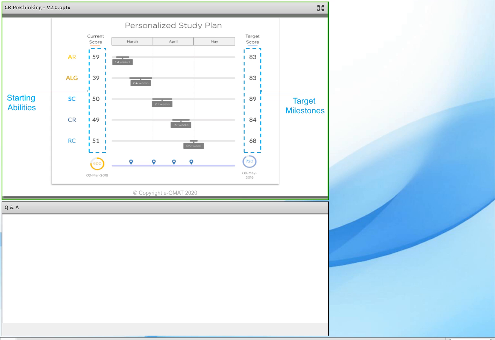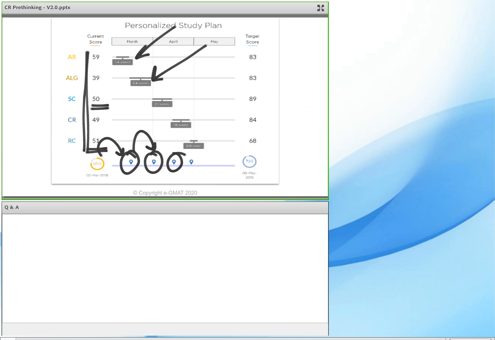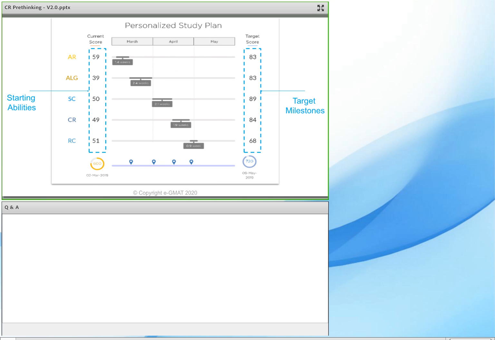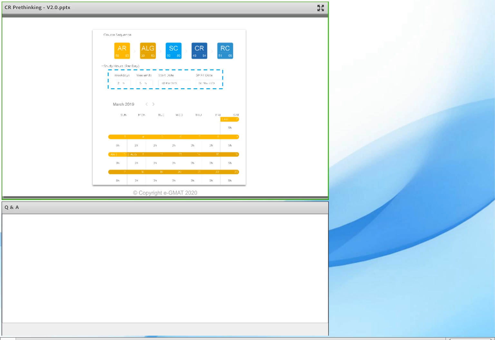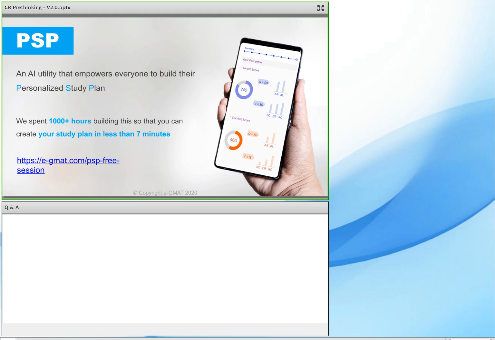Over here, again, we talked about the starting abilities, target milestones, and time per subsection. Then it takes into account how much time you can put in. So you can really say, I'm going to study about 2 hours a day on a weekday and 5 hours a day on a weekend, and it spells out a day-by-day plan as well.